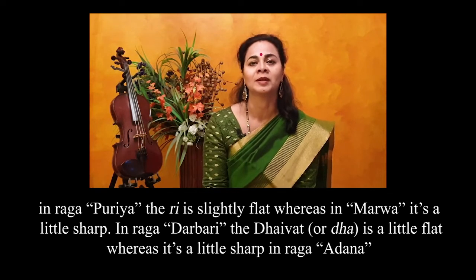So you just heard her say that Raga Puriya uses a slightly flat re, whereas Raga Marwa uses a slightly sharp re. Just to clarify, both of these ragas use a komal re, which is the flat re, or how we would say flat second in Western classical music. However, even though they both use the same re, there is still a slight difference between them.